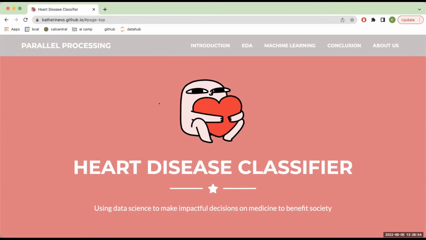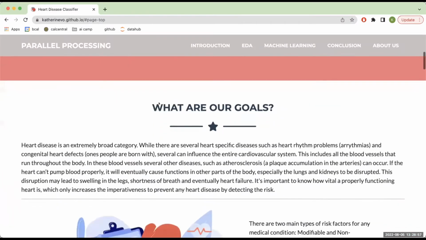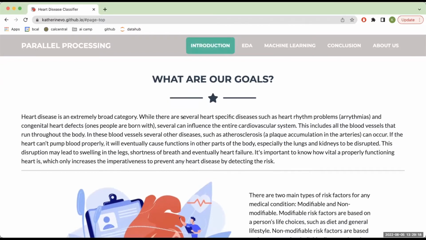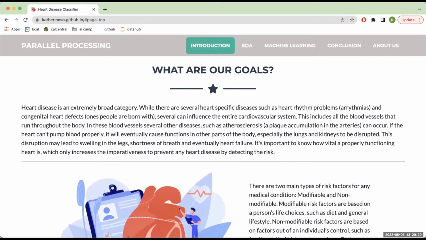Heart disease is an extremely broad category. While there are several heart-specific diseases such as heart rhythm problems and congenital heart defects, several can influence the entire cardiovascular system. This includes all of the blood vessels that run throughout the body. In these blood vessels, several other diseases such as atherosclerosis can occur. If the heart can't pump blood properly, it will eventually cause functions in other parts of the body, especially the lungs and kidneys, to be disrupted.